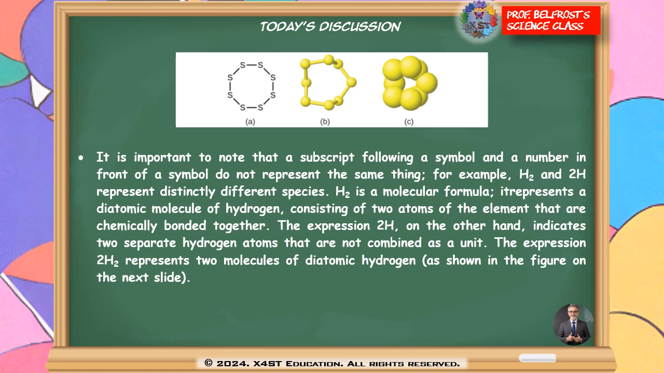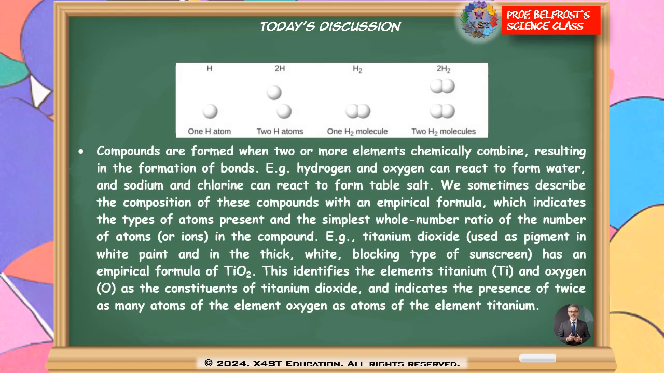The expression 2H2 is the combination, and represents two molecules of diatomic hydrogen. Let's see the figure. This is one H atom, two H atoms, one H2 molecule, and two H2 molecules. Compounds are formed when two or more elements chemically combine, resulting in the formation of bonds. For example, hydrogen and oxygen can react to form water. Sodium and chlorine can react to form table salt.